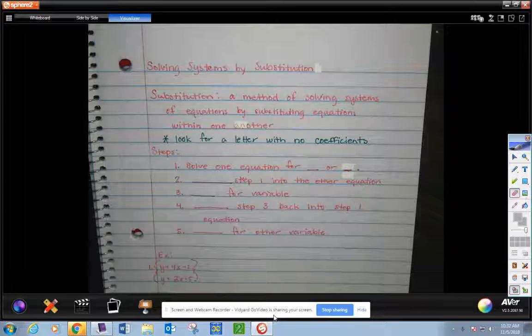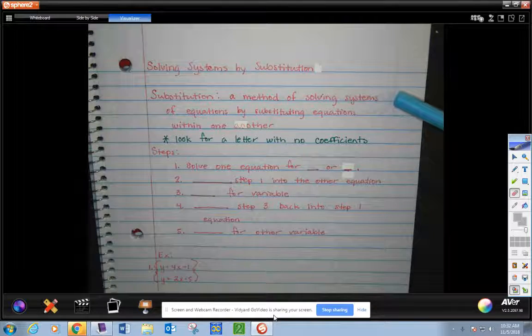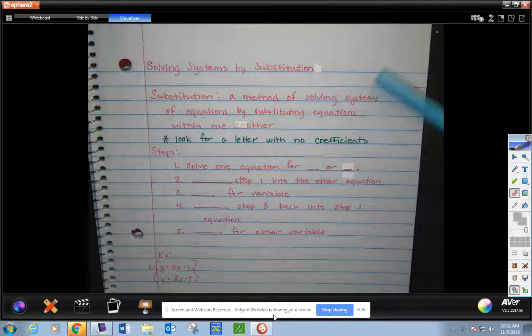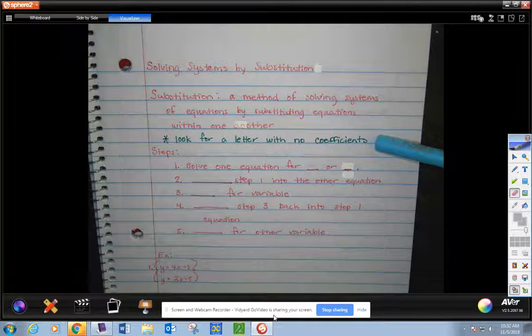As soon as you unpause, you'll hear me explain it. Since we're talking about substitution, it is just a method of solving systems of equations by substituting equations within one another. So you're going to take one equation and put it inside the other equation. A key hint for doing substitution: you want to look for a letter that has no coefficients. So just X or just Y.